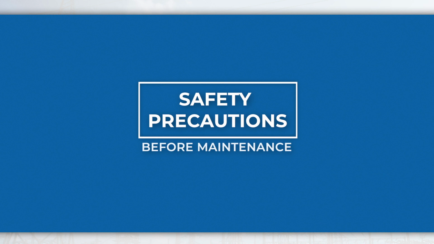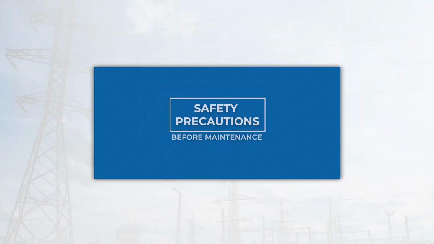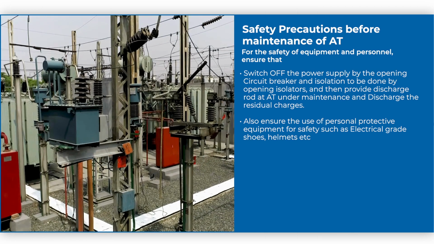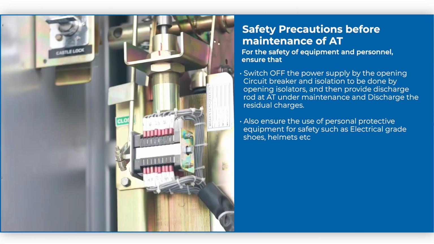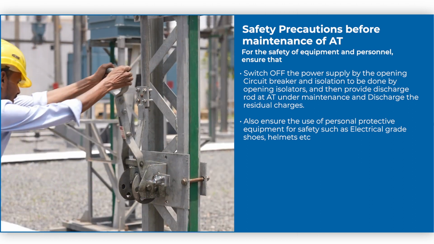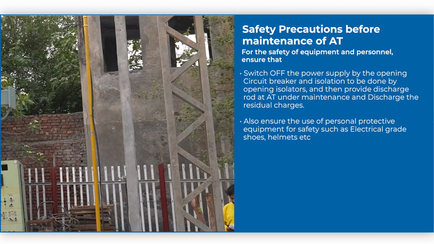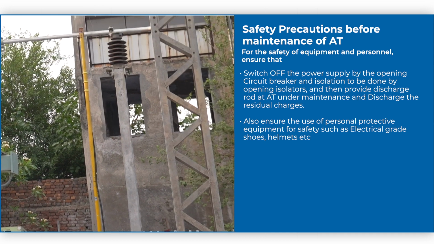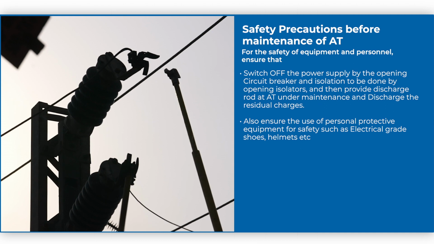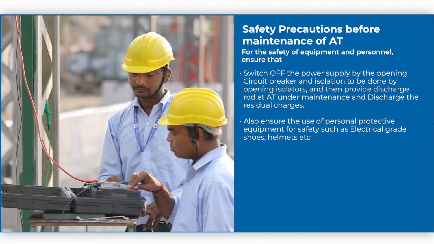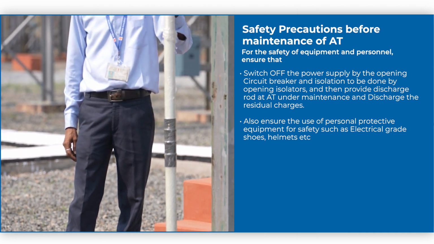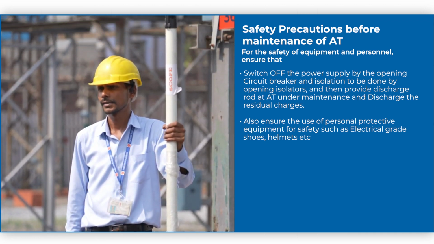Safety precautions before maintenance of AT. For the safety of equipment and personnel, ensure that the power supply is switched off by opening the circuit breaker, and isolation is done by opening isolators. Then provide a discharge rod at the AT under maintenance and discharge the residual charges. Also ensure the use of personal protective equipment such as electrical grade shoes, helmets, etc.